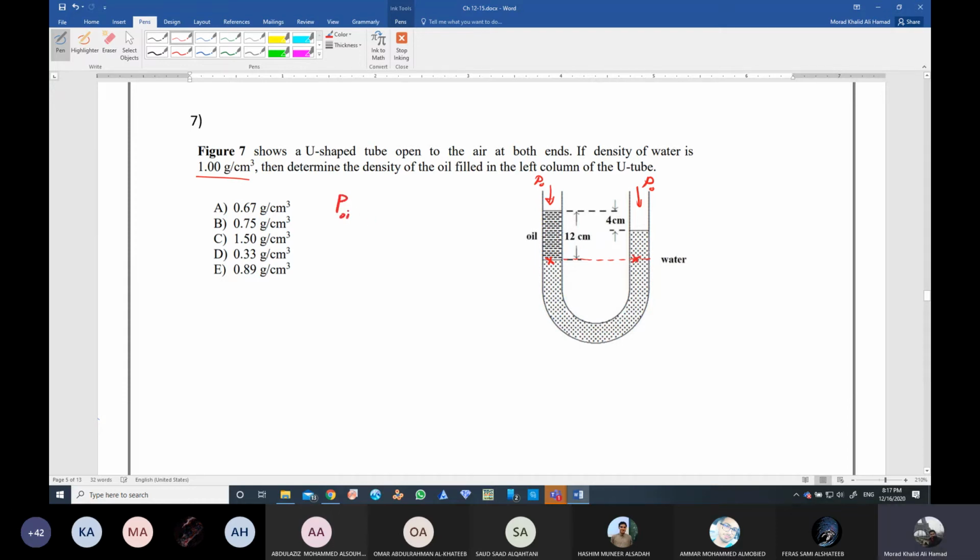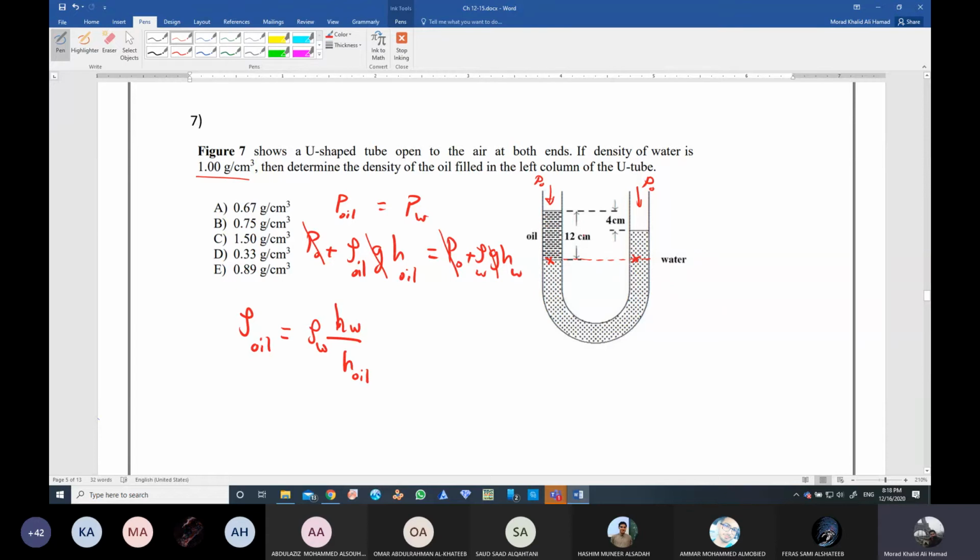So the pressure at this point in the oil is equal to the pressure at this point in the water. Okay, shabab? And this is equal to P0 plus rho of oil g h of oil, and this one is equal to P0 plus rho of water g h of water. If you move this one to the other side, P0 will cancel with P0, and g here will go with g here. So rho of oil equals, if you rearrange, rho of water multiplied by h of water divided by h of oil. Now, our job is to find h for each one.